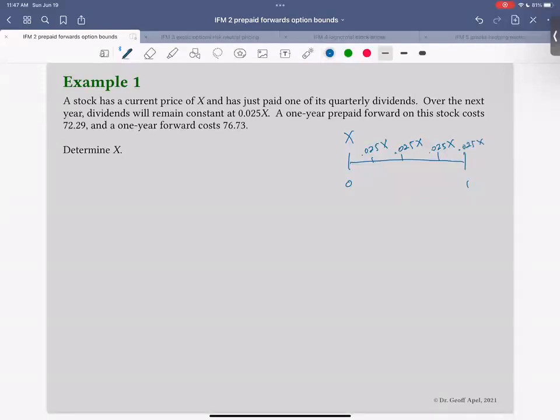All right, and then they told me that the prepaid forward on the stock was 72.29 and the forward price was 76.73. All right, now we know that these two prices are just related through interest. So what kind of interest rate would you use here?